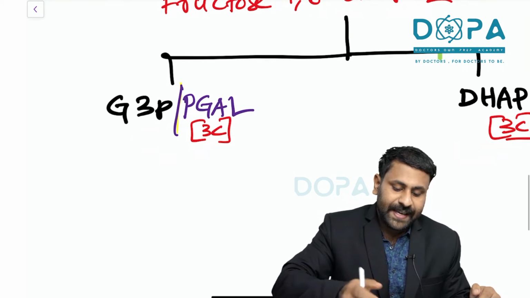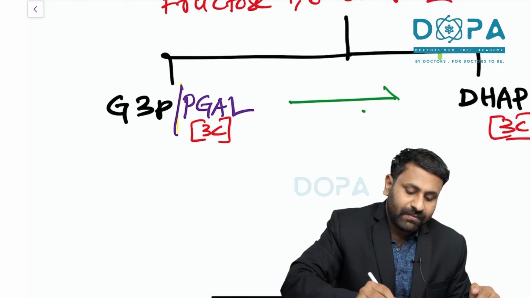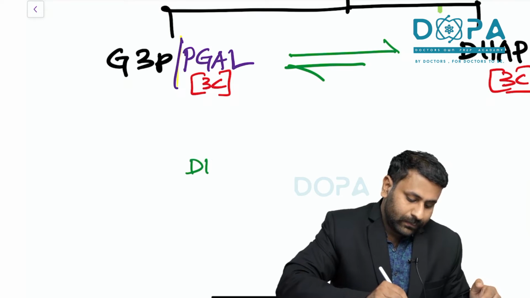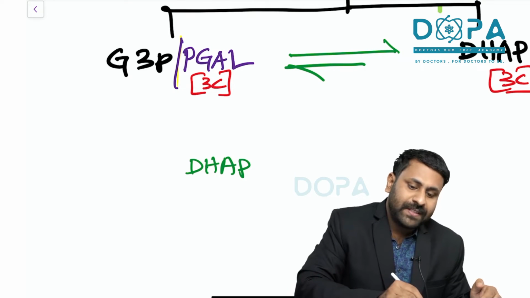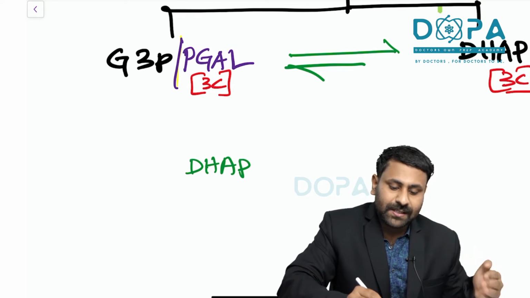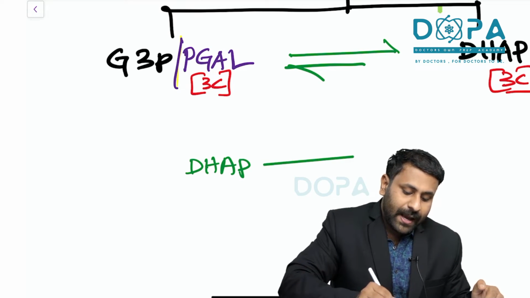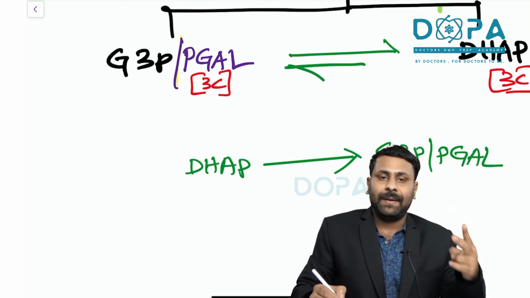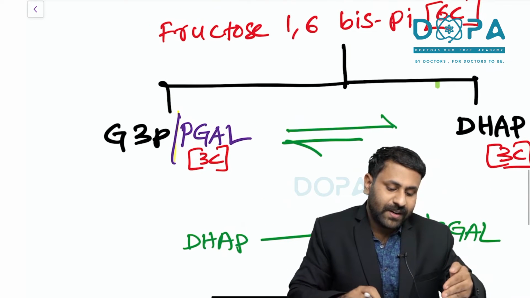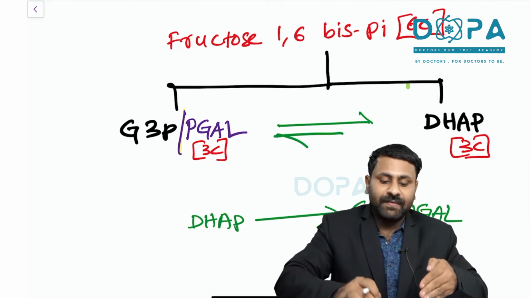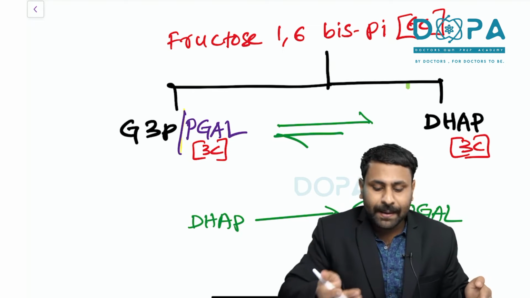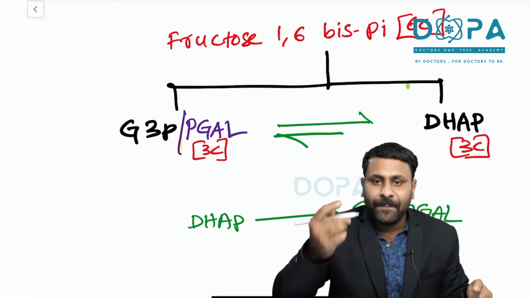During the next step, DHAP and G3P are interconvertible. They are reversible compounds. During the next step, 1 molecule of DHAP is again isomerized to form 1 molecule of G3P or PGAL. Thus, totally 2 molecules of G3P or PGAL are formed. From fructose 1,6-bisphosphate, 1 molecule of G3P and 1 molecule of DHAP are formed. During the next step, DHAP is again isomerized to form 1 molecule of G3P.